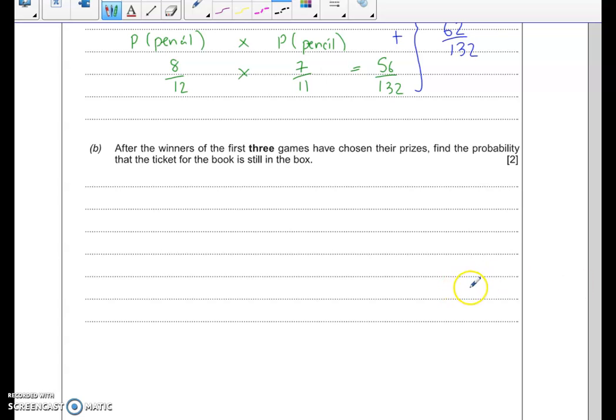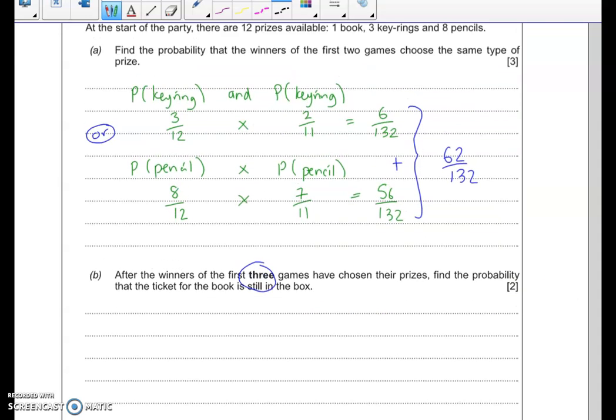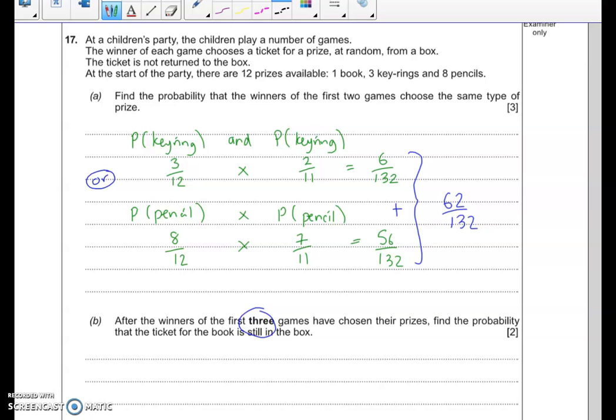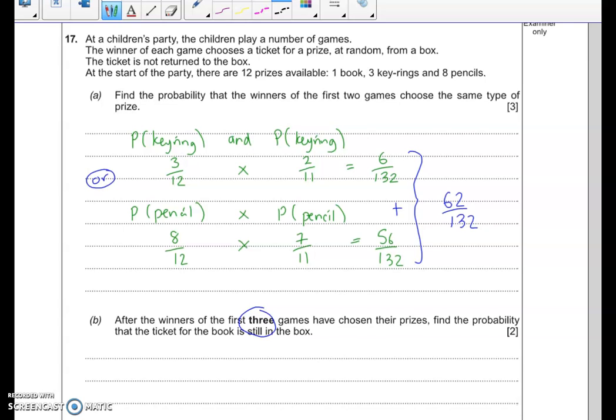Okay, part B. After the winners of the first 3 games, so 3 fractions this time, have chosen their prizes, find the probability that the ticket for the book is still in the box. Okay, you've got to think a bit outside the box on this one. If the book is still in the box, it's because it hasn't been won. So we're not interested in what the children did win, it's more about what they didn't win. None of the first 3 children won the book.